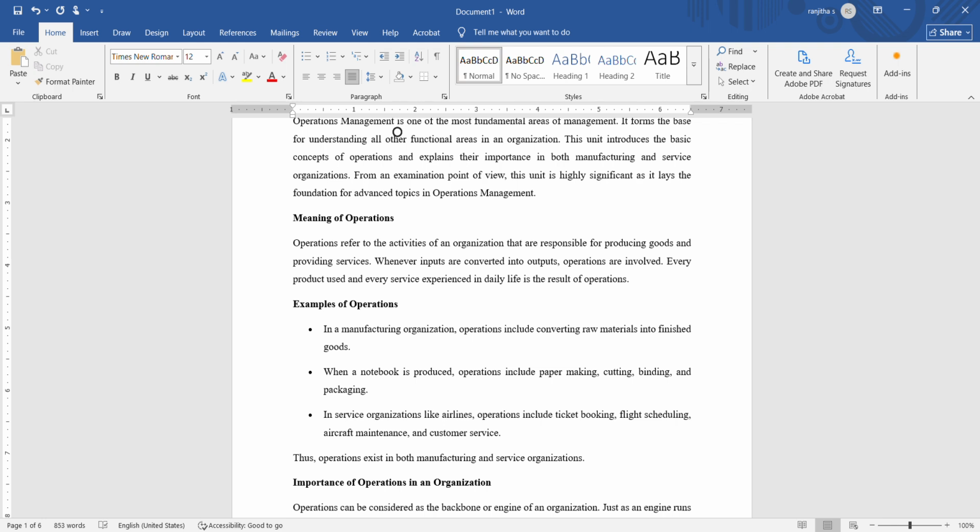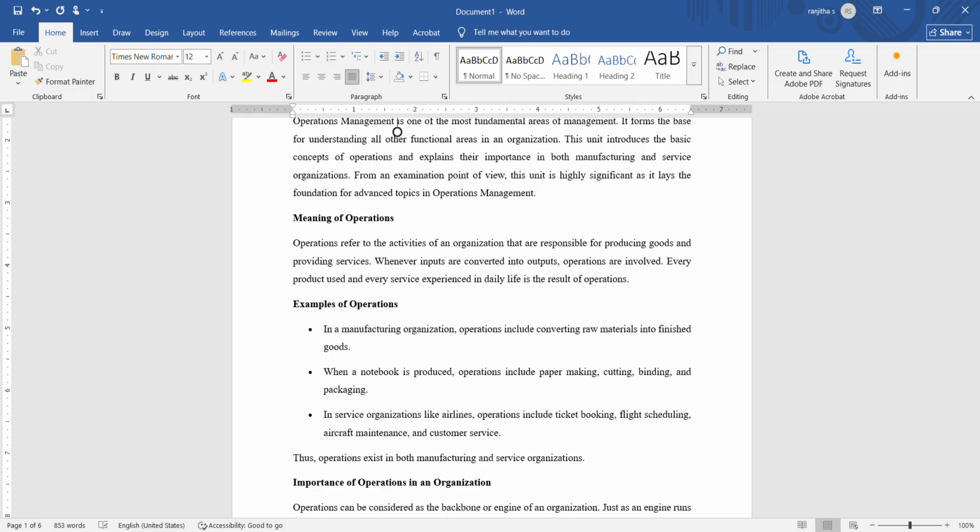In fact, operations can be considered as the backbone or engine of an organization. Just like an engine runs a vehicle, operations run an organization. If operations are weak, the organization cannot survive in the long run. So let us move on to the meaning of operations management.